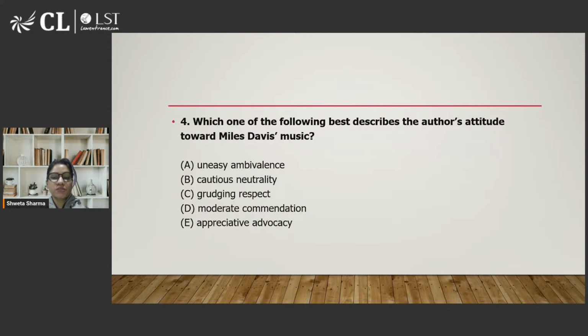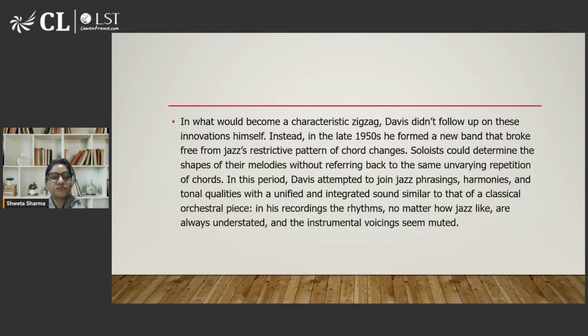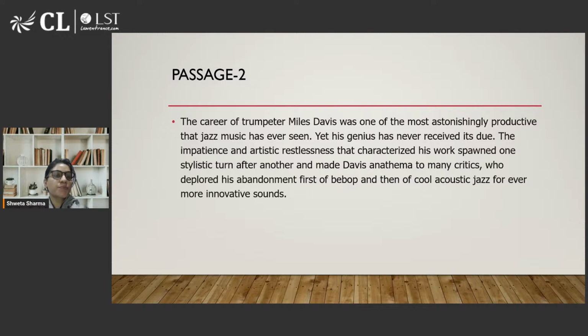So before we move to the questions, let's have a look at the passage together. So what does the passage talk about? I'm sure you must have found it interesting. If not, at least I'll explain it to you and then you will. The career of trumpeter Miles Davis was one of the most astonishingly productive that jazz music has ever seen. So we're talking about a music composer here. He blows trumpet, Miles Davis, right?